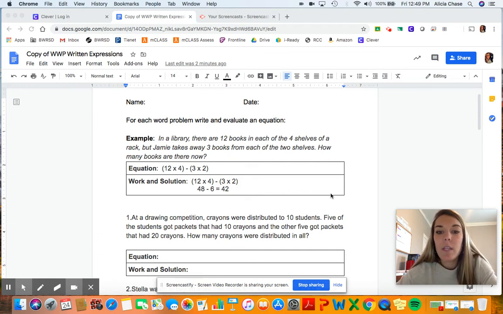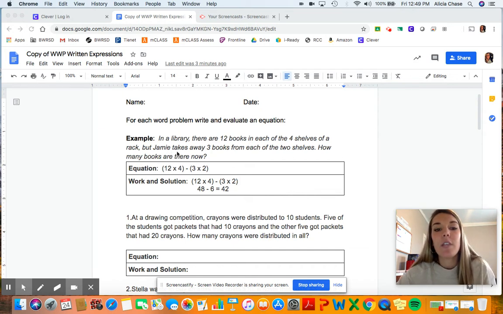So in the weekly word problem, you're writing and solving expressions, okay? So the expressions are going to involve the order of operations. And order of operations means that you're solving in the order of PEMDAS, right? So we're looking for parentheses, exponents, then multiplication and division, then addition and subtraction, okay?